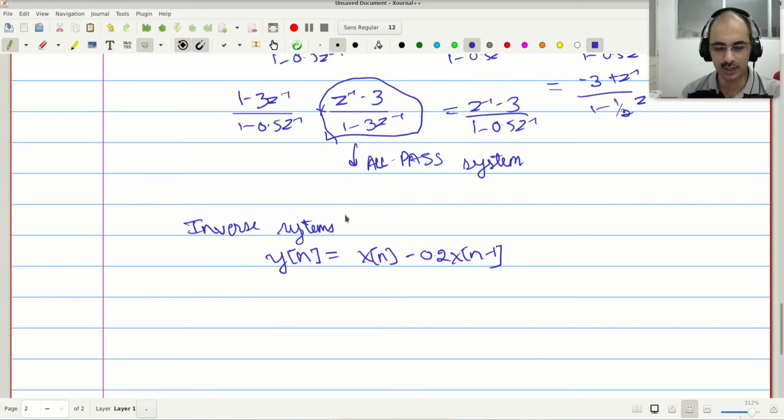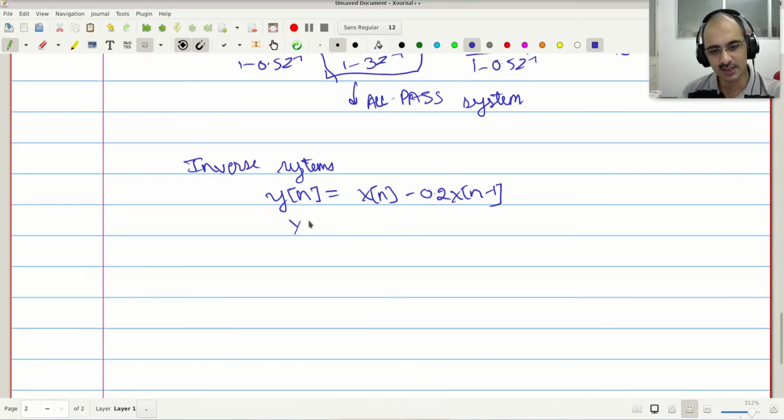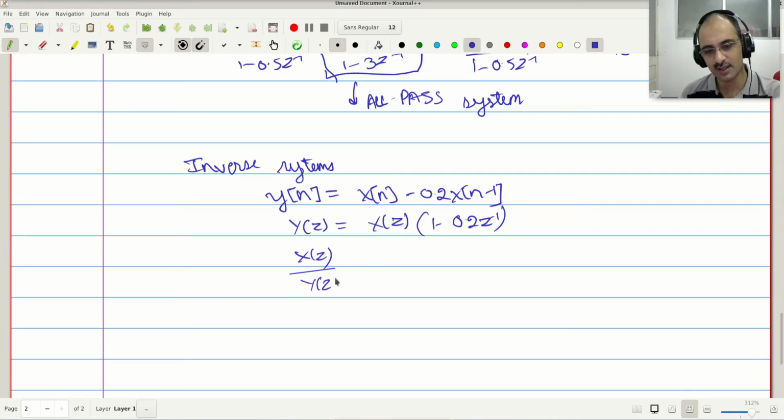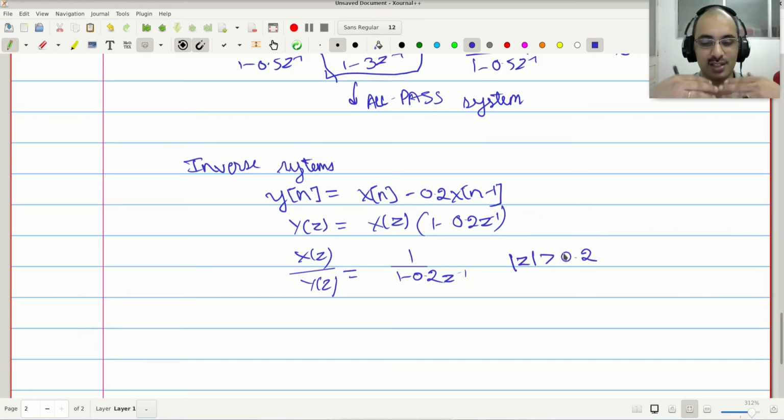Now, of course, you can try to do some equation manipulations and everything like that. But a simpler way would be to take the Z transform of this LTI system, Y(z) equals X(z) multiplied by 1 minus 0.2 Z inverse. And if you want X(z) back, X(z) upon Y(z) would be 1 by 1 minus 0.2 Z inverse. To realize this, we need something like this. This is the causal realization, which is causal and stable, and this will essentially give us the inverse system. So if you get y[n], you pass it through this system, you will get x[n] back.